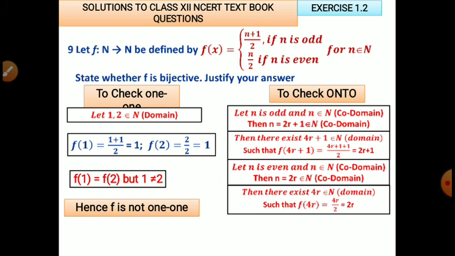And n is even. Whenever you take even numbers, they can be expressed in the form of 2r. So there exists 4r such that f of 4r is equal to 2r plus 1. 4r by 2 is equal to 2r. So therefore it is an onto function.